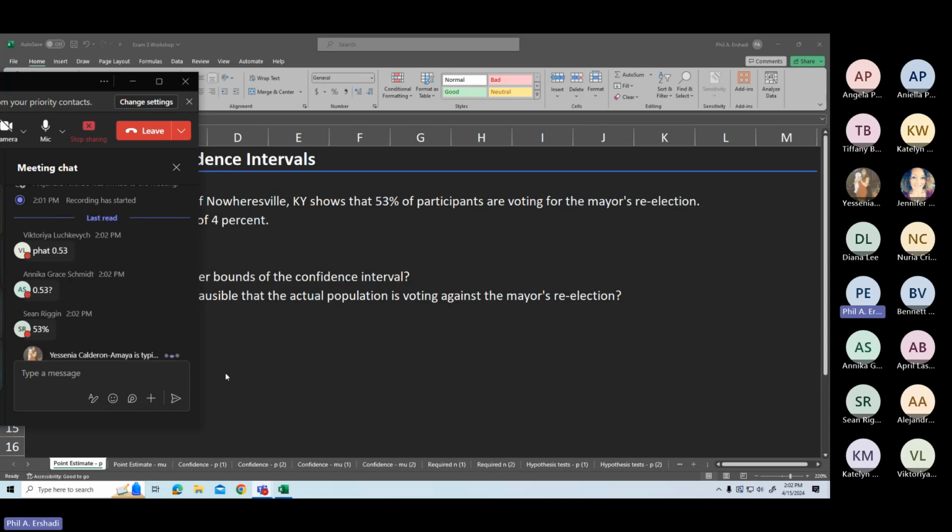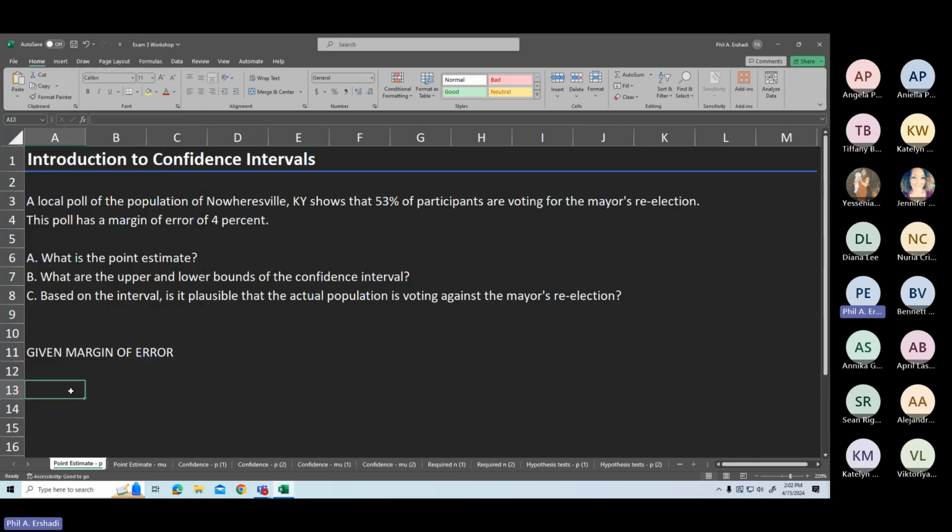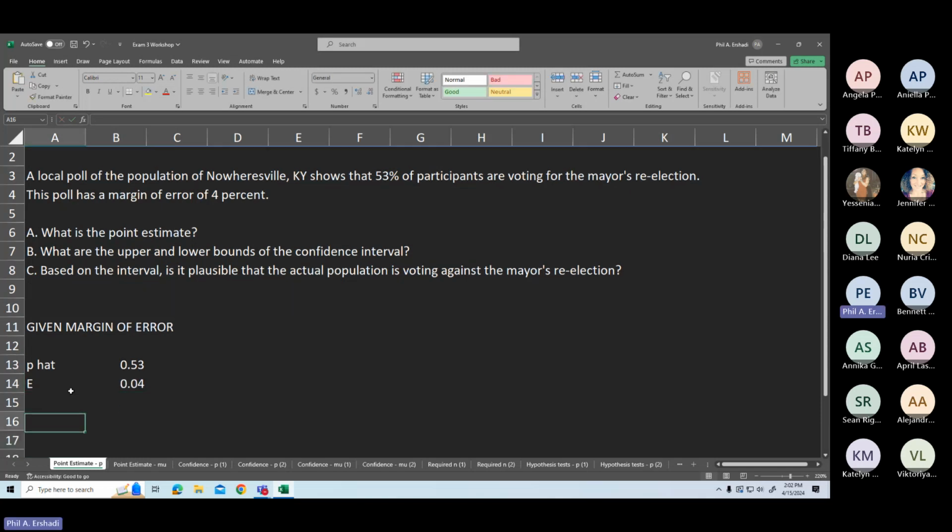P-hat is 0.53. Very good. You can answer in percent, but it's better to use decimal. So yes, absolutely right. We'll say p-hat is 0.53, and the error, which I'm going to call E, was that 4%. So with that, how do I get the lower end of the confidence interval, and what formula should I use?